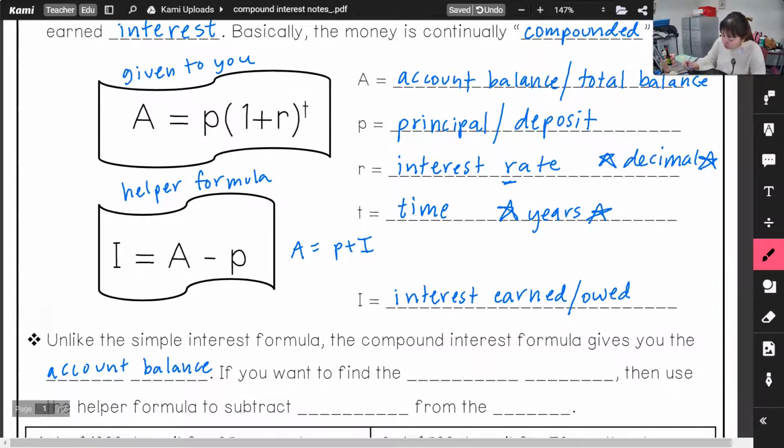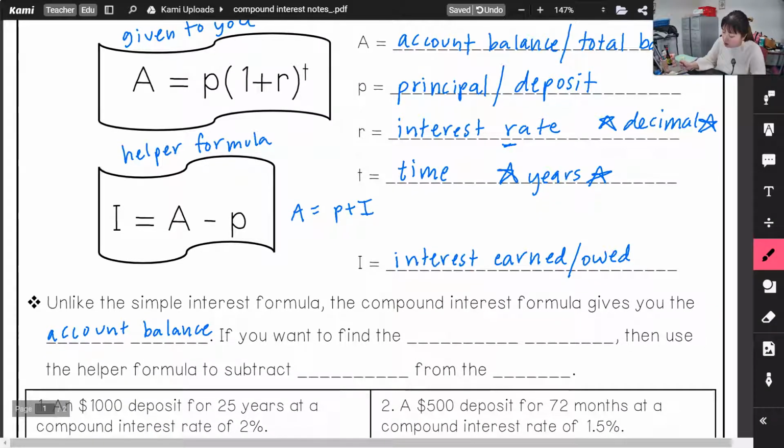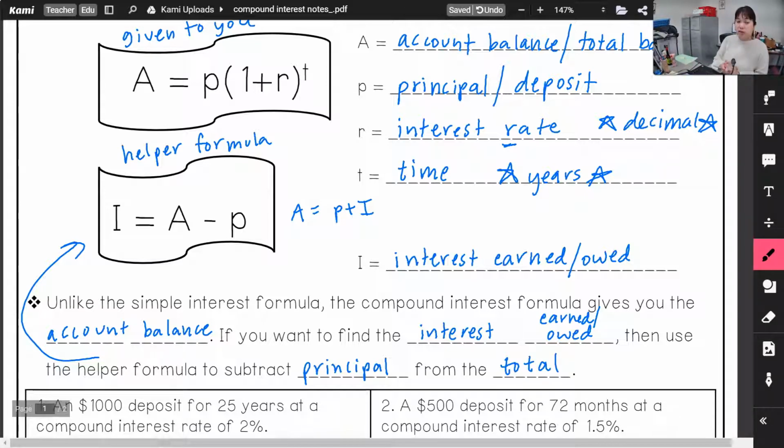Okay. So we just covered this part. Unlike the simple interest formula, the compound interest formula gives you the account balance. It's A equals. So if you want to find the interest, earned or owed, then you have to use the helper formula, this thing right there, to subtract principal from the total. So if you already have A, then you have to subtract. If you're trying to find A with simple interest, that's when you add, okay? But most of the time with compound, they just want A, so you just need to use the formula as is because you already get A when you use this formula.